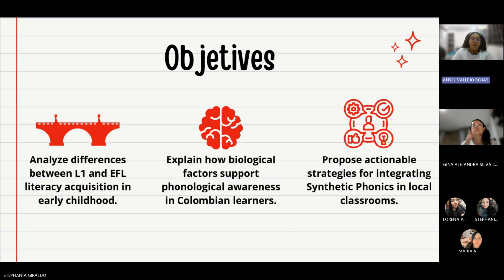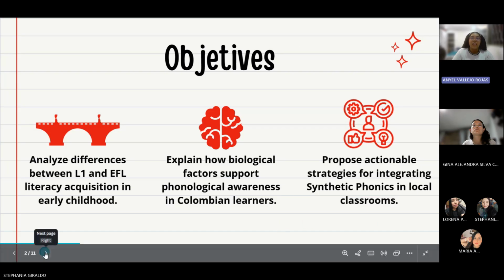These are the objectives. First of all, I want to analyze the differences between literacy acquisition in L1, or first language, and EFL context. Then I will explain how neuroplasticity supports language learning in children. And finally, I will propose some practical strategies that teachers can adapt in Colombian classrooms. Next.